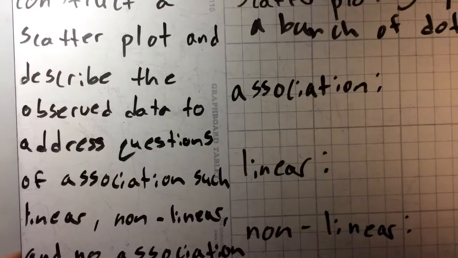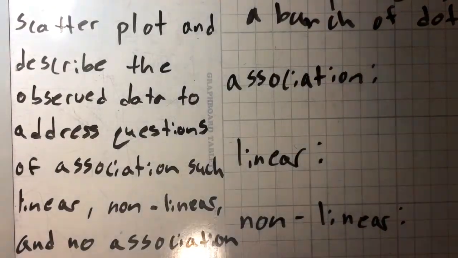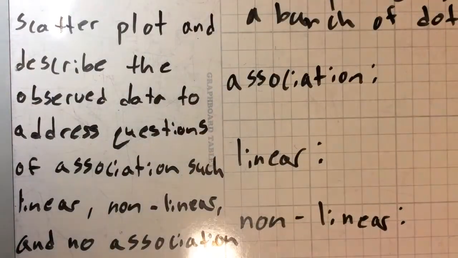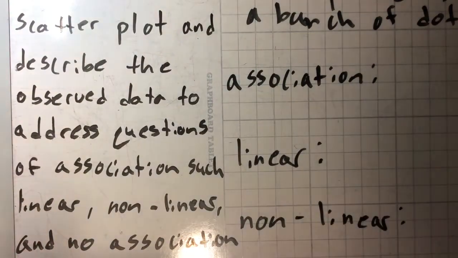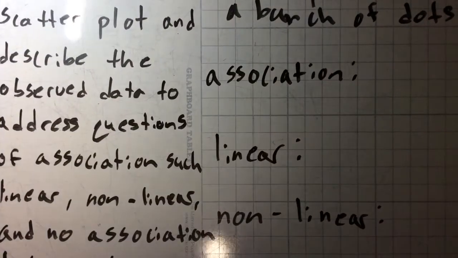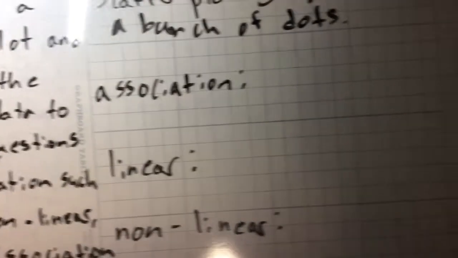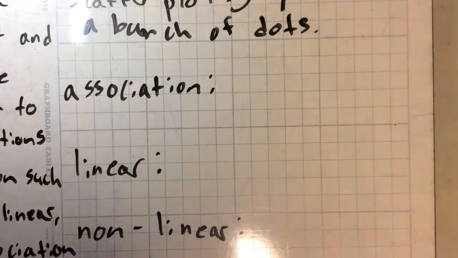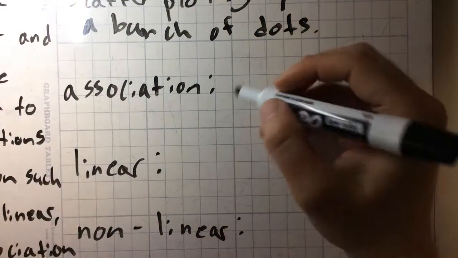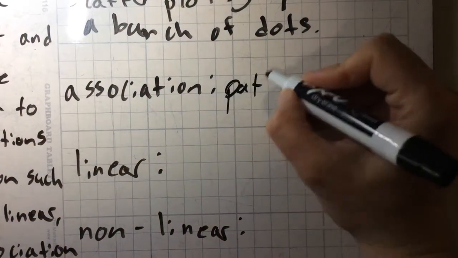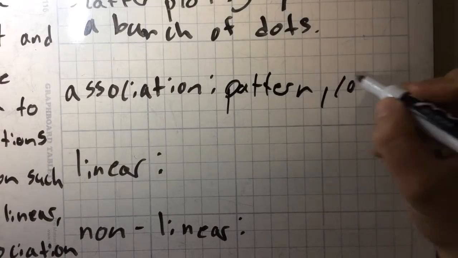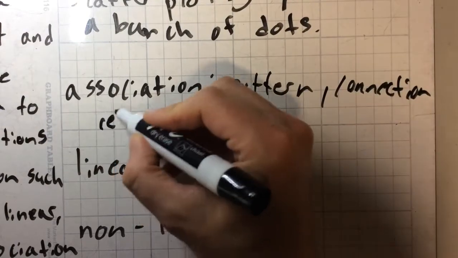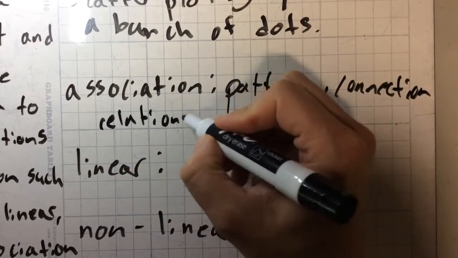Okay? And describe the observed data. Describe means to tell me what you see. So you're going to explain it to me. The observed data, that's what do we see. Data is the actual numbers. To address questions, so to answer questions of association. Association is a super simple word. All association means is what is the pattern? What is the connection? How are they related? So pattern, connection, relationship.